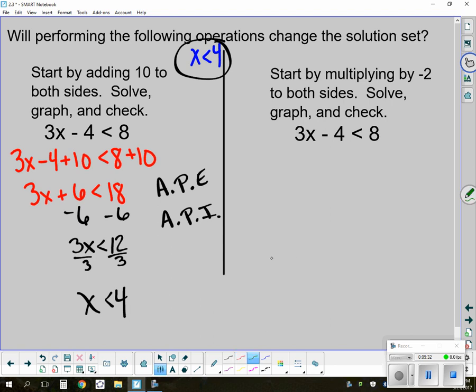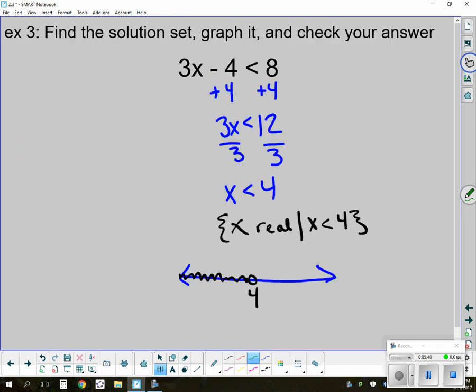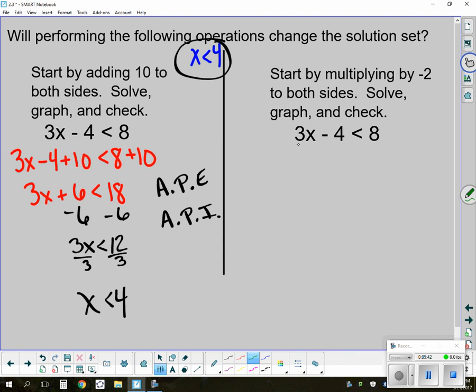Okay, the second one: start by multiplying by negative 2 on both sides, solve, graph, and check. We didn't graph that, but it's the same answer as the last graph. So this one, we want to start by multiplying by negative 2. Be careful when you do that. You would have to multiply the entire left side by it, so you would want to do distributive property. And when you do it on the right side, make sure you include that you're multiplying so you don't end up thinking you're subtracting. So we get negative 6x plus 8 is less than negative 16.